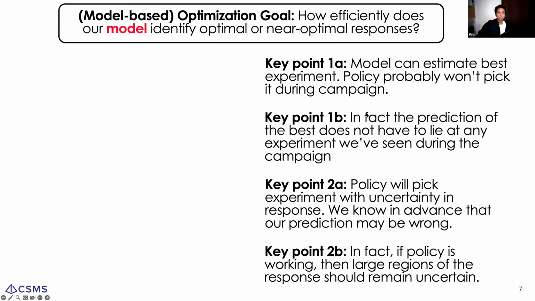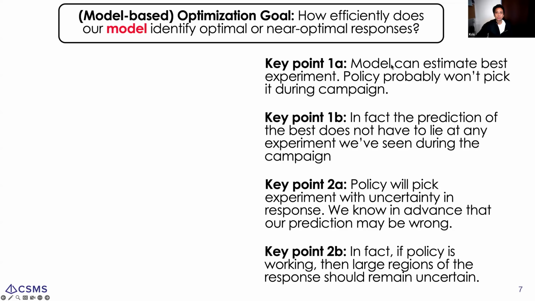Okay, so again, to reiterate, what is the objective of model-based optimization? The goal is to ask how efficiently, at each step of our campaign, can we effectively identify the optimal value or the near optimal responses? How effectively does our model, because our model is changing, so we're always updating our belief about where the best experiment is. But how quickly can we identify that best experiment, right?